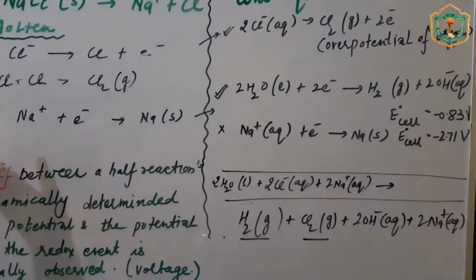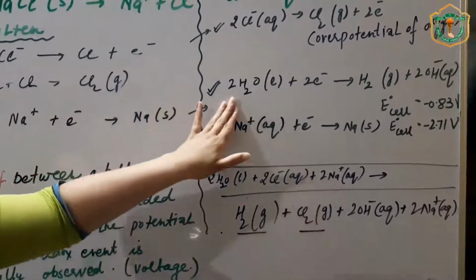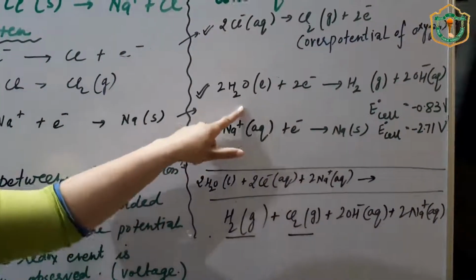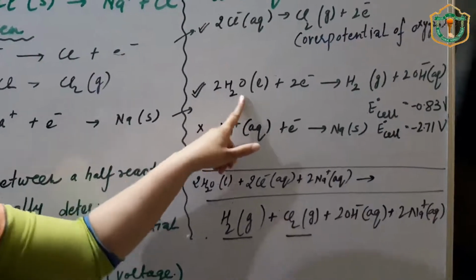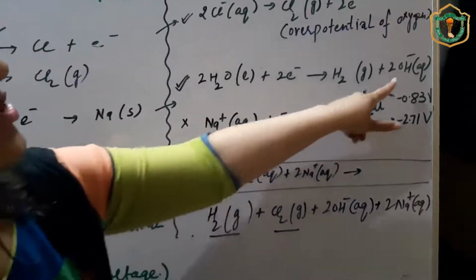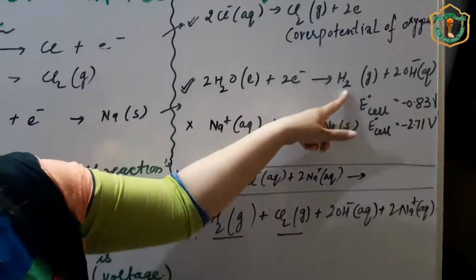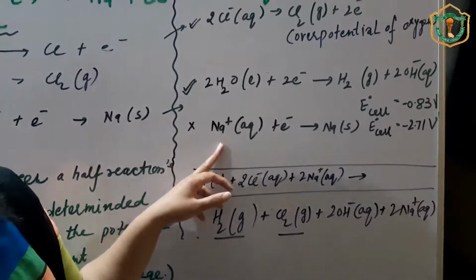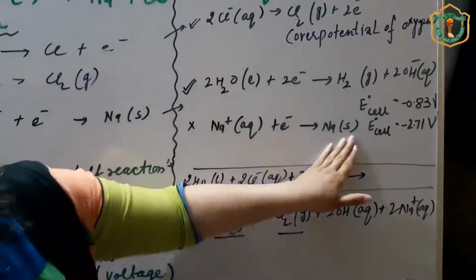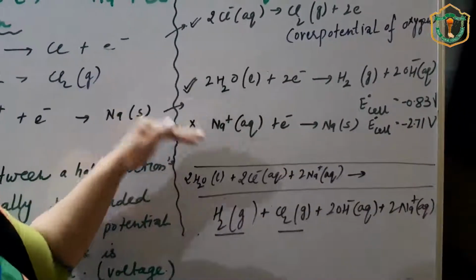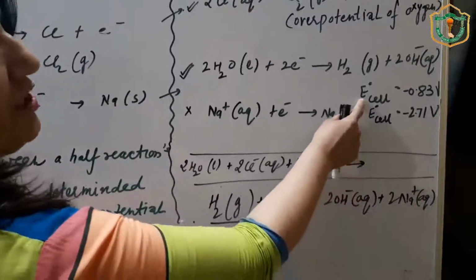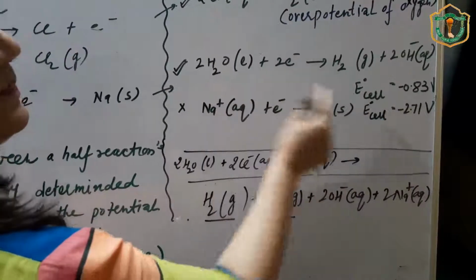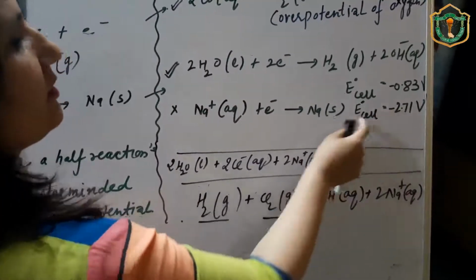Now the second part, at the cathode. What will happen at the cathode? As I discussed, this is a concentrated aqueous solution, which means water is producing its ions also. Water can produce OH negative ion, and water has a tendency to produce H2 gas. Also, sodium ions can take up electrons and produce sodium. But out of the two, if we compare their reduction potentials, we see minus 0.83 for water and minus 2.71 for sodium.